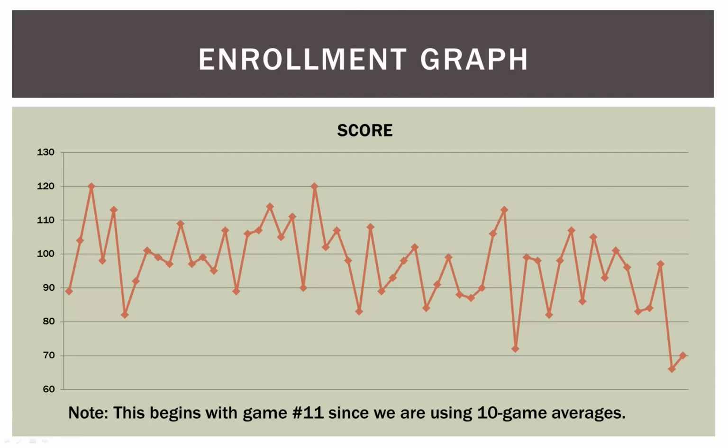Now here is the scoring graph for the Miami Heat for last season. I just want to point out that this graph actually begins with the 11th game of the season. And the reason for that is that in this model, we're going to be using 10-game moving averages. So in order to get a 10-game moving average, we have to start with the 11th game because the forecast requires the 10 games before that. So we only have forecasts from the 11th game on.